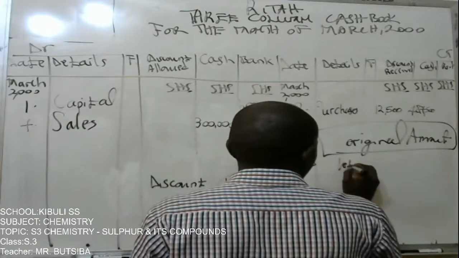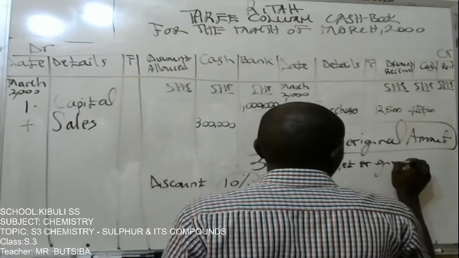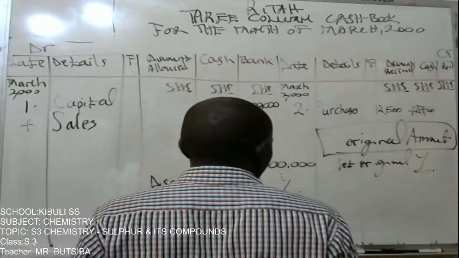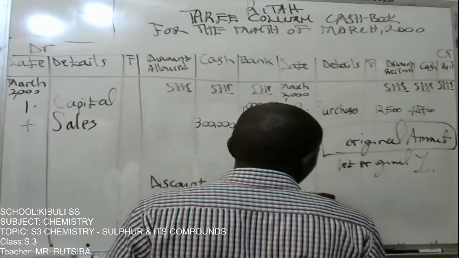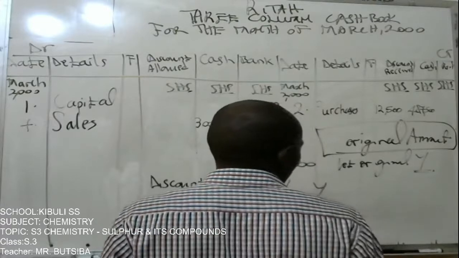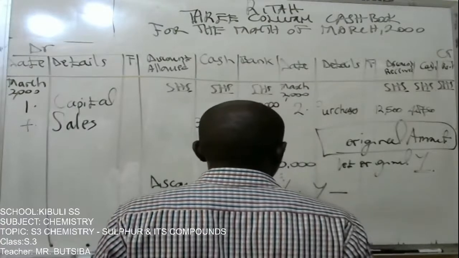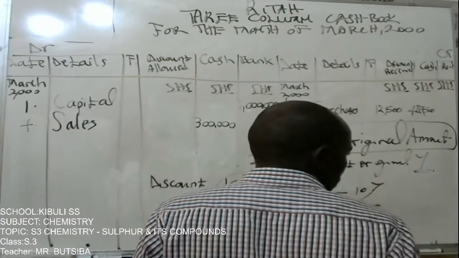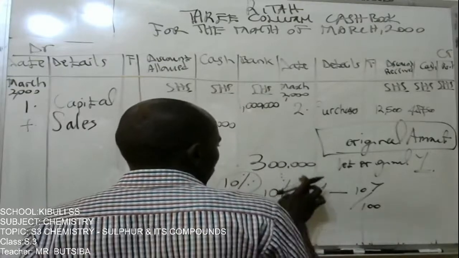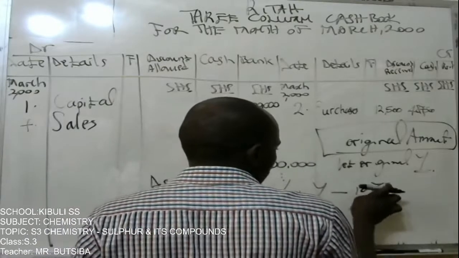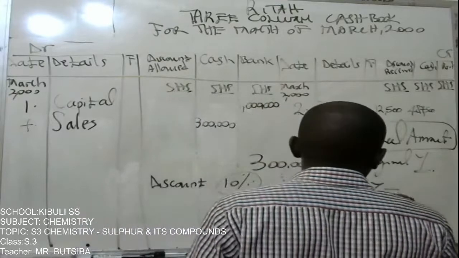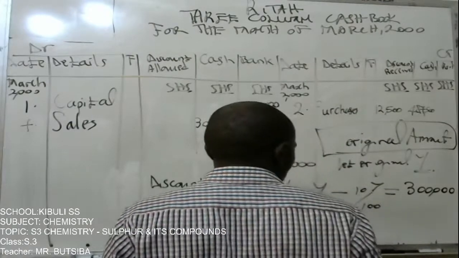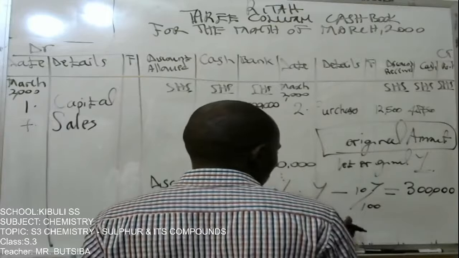Then you select the original amount, let it be y. So if y is our original amount, then you have the original amount, which is y, minus the discount, which is 10% of y, gives you the amount received, which is 300,000. So you get your notebook and identify the original amount by using this formula.